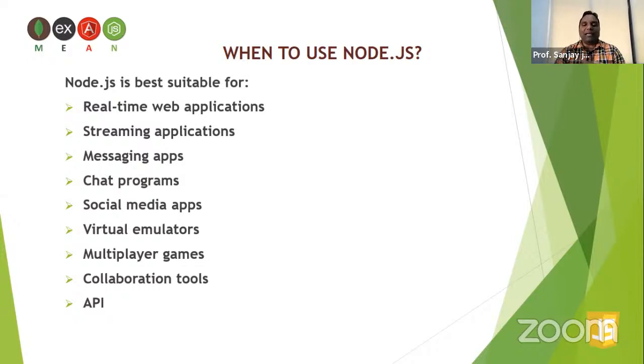Second, streaming applications, like live audio and video streaming of data, which can be done with the help of Node.js. Then we have messaging applications, real-time chat applications, social media applications, virtual emulators, then multiplayer games. You can also develop games, and also collaboration tools like Gmail, applications which can be used by multiple users. That is called collaboration tools, and also to create APIs.